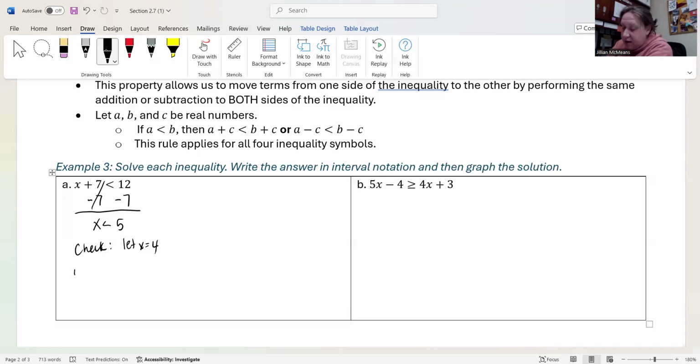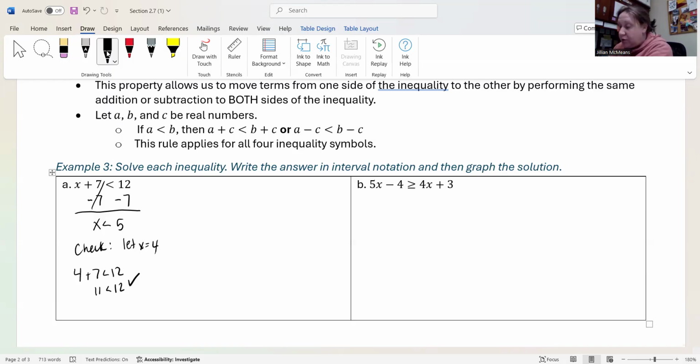So I would take 4 as x. 4 plus 7 is less than 12. 4 plus 7 is 11. Is 11 less than 12? Yes. Now, is it possible to check every value that satisfies this inequality? Absolutely not, because you'd be checking every single integer, every fraction, every decimal. That would take the rest of your actual life, and you still wouldn't be done, okay? So all you have to do is really just check one value. Pick one value that satisfies the solution, and then just go from there.